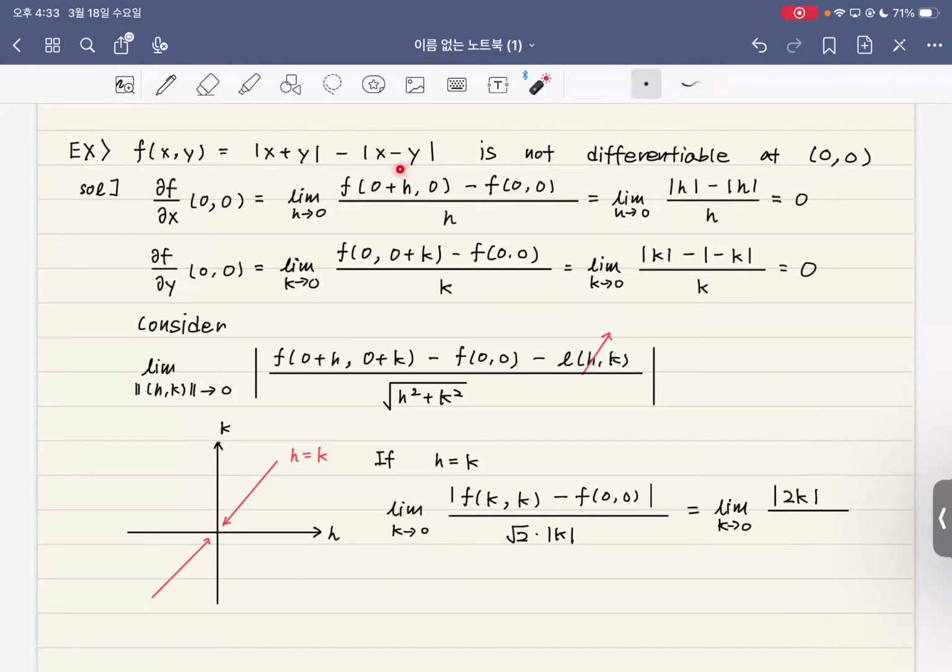And plug in here, then you get 0. And this is the square root of 2 times the absolute value, which is just the square root of 2. And this number is not 0. So I was able to find one route whose limit is not equal to 0. Therefore, this proves that this limit does not exist.